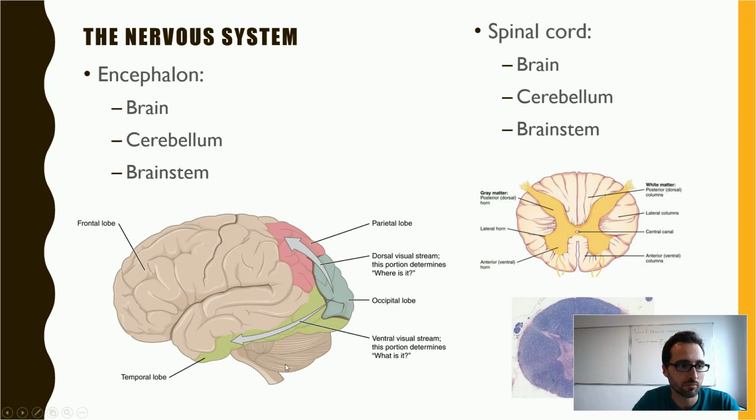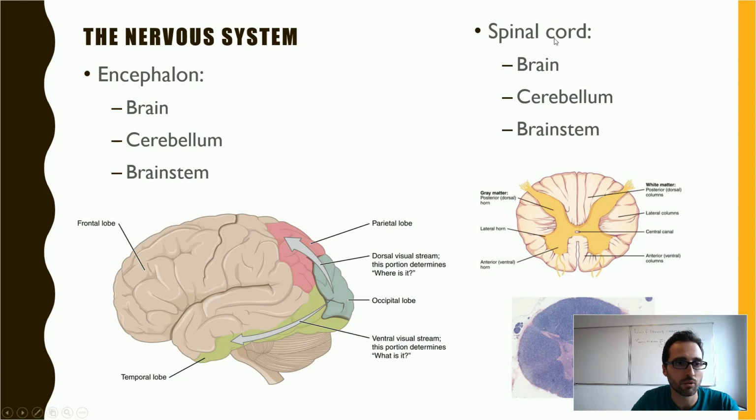Also the cerebellum, which is involved in the balance of the body, and the brainstem, which is involved in many autonomous responses, such as keeping our heart rate and our breathing. And also the spinal cord.